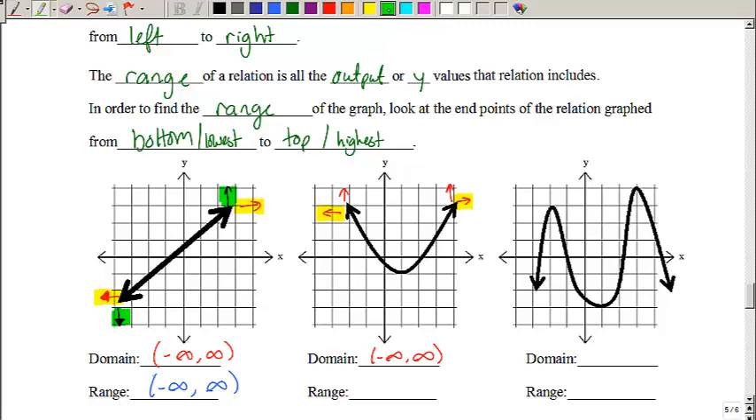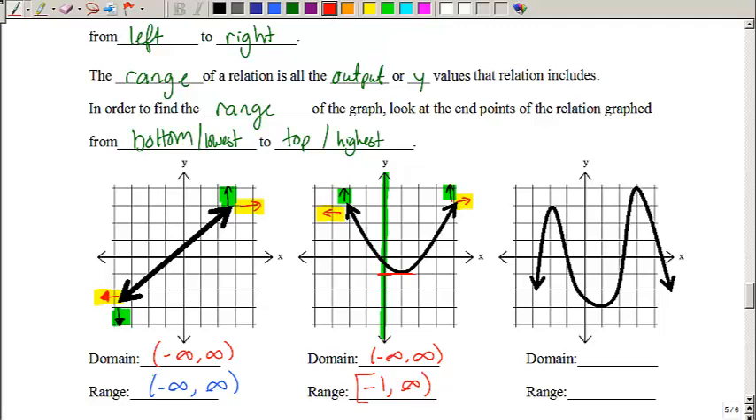When I'm looking for my range, both of these arrows tell me that I go up forever, although I don't go down forever. So I need to really look for my lowest point, comma, my highest point. Well, how low on my y-axis do my values start? Well, it looks like my y values start right here at -1. And how high do they go? Well, they go up forever. I'm allowed to include -1, so I use a bracket. I'm not allowed to include infinity, so I use a parenthesis, and that is my range.